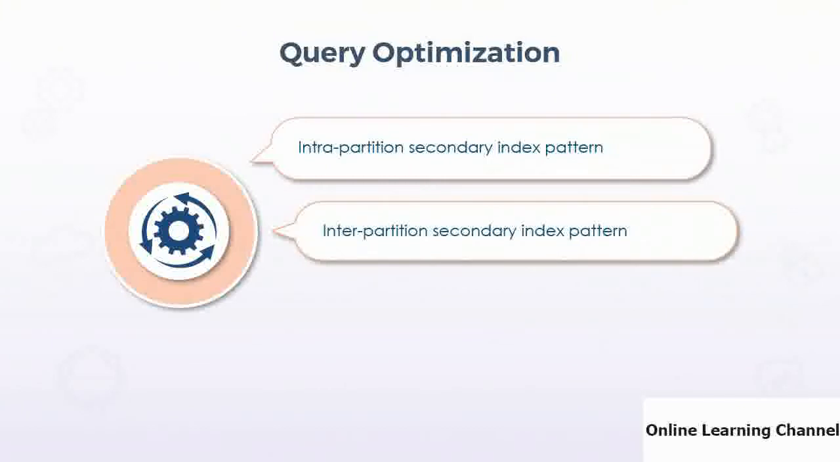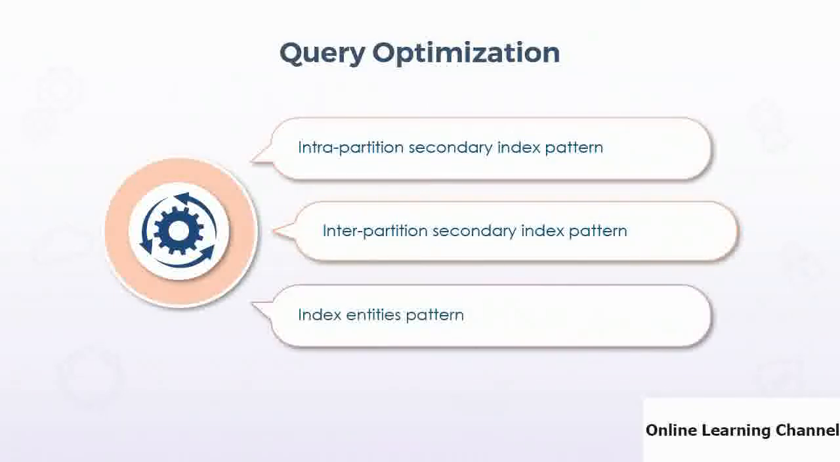The inter-partition secondary index uses different partitions or even independent tables to store multiple copies of the same data using different row keys, breaking up the data for retrieval to accelerate queries. Index entities are used for efficiently returning lists of entities by using an index entity.